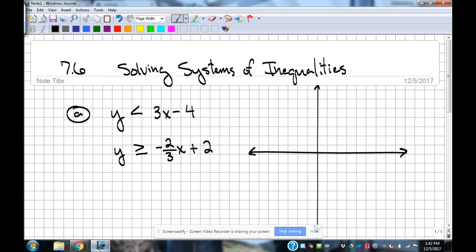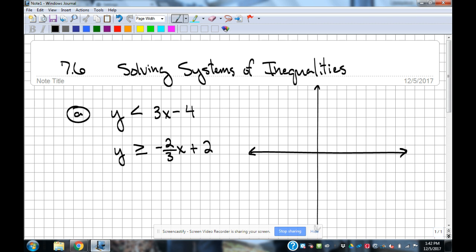Solving this system by graphing. The graph is the answer to this. You're not going to get an ordered pair answer to this because it's inequalities. And with inequalities, you're going to get more than one solution. So there's going to be like a solution area in the graph.